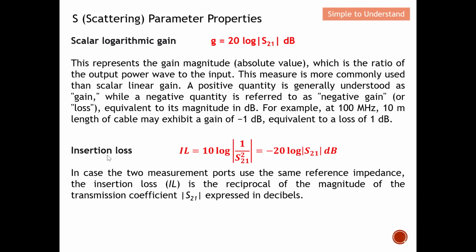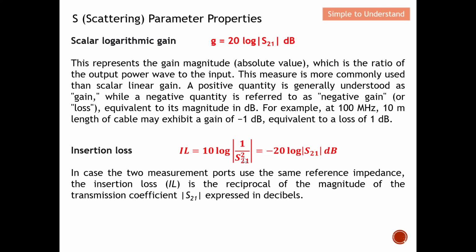Next, insertion loss. In case the two measurement ports use the same reference impedance, the insertion loss is the reciprocal of the magnitude of the transmission coefficient S21, expressed in decibels. Remember earlier I talked about the S parameters. S21 means I insert at port 1 and I measure at port 2. So this tells me how much will be sent over. From here you can see that this is 1 over this.